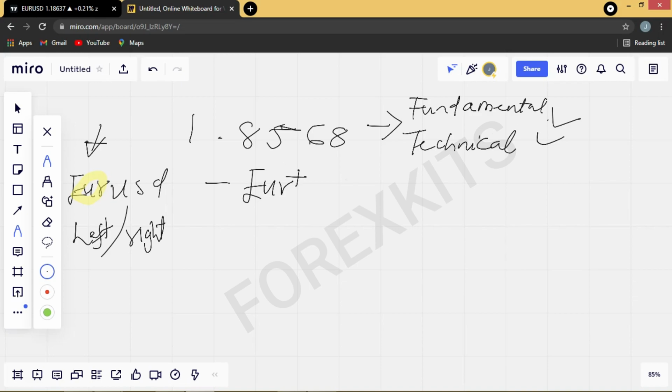Okay, so if for any of these reasons, either fundamental or technical, we feel that euro is going to appreciate, and then USD, during the period we want to take that trade, is going to do what? Lose value, so it's going to depreciate. We do what? We take a buy trade. I already explained this previously, right?